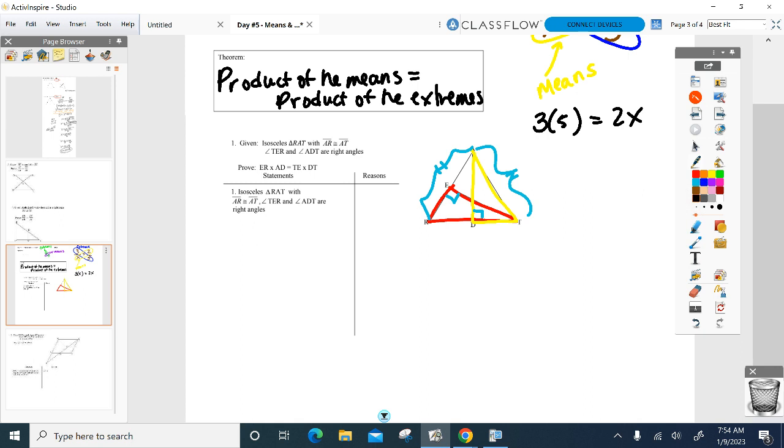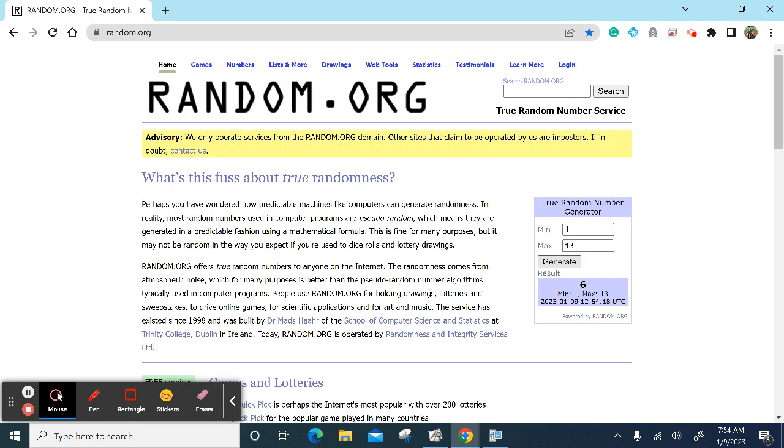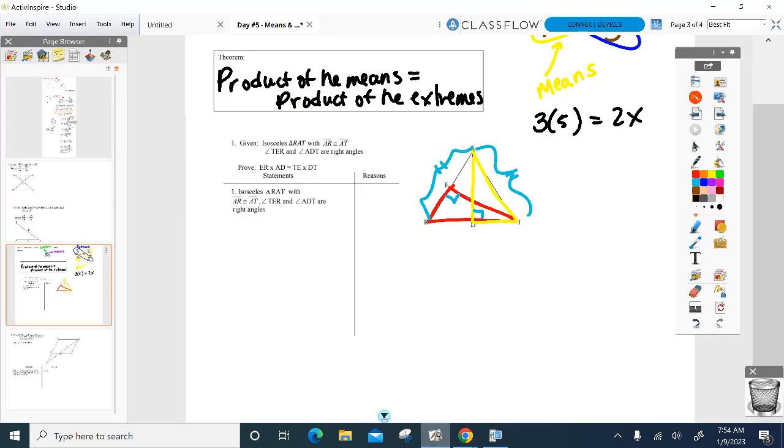All right, where do you want to go in the proof? We've got to prove them similar. Where do you want to go? I need an angle here. So I need a pair of angles somewhere. Angle DAT and ETR. Why?